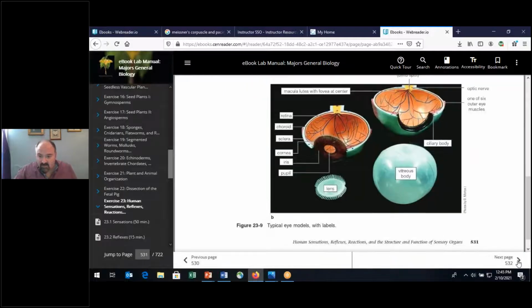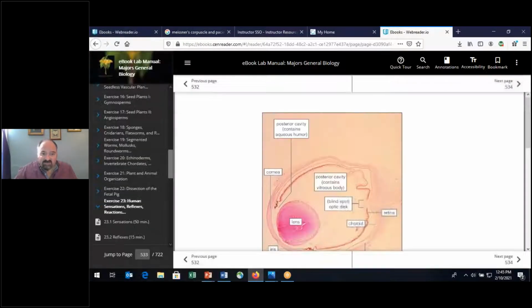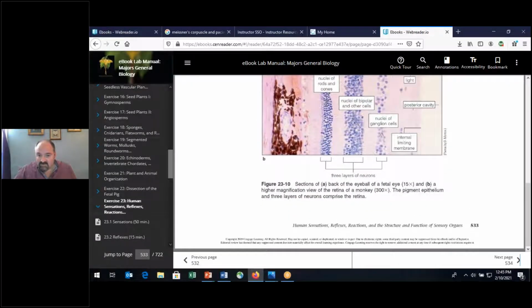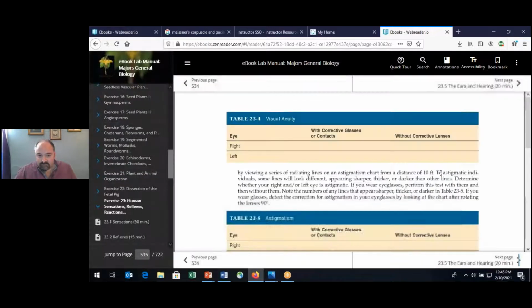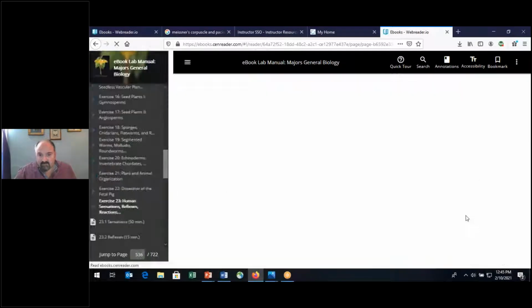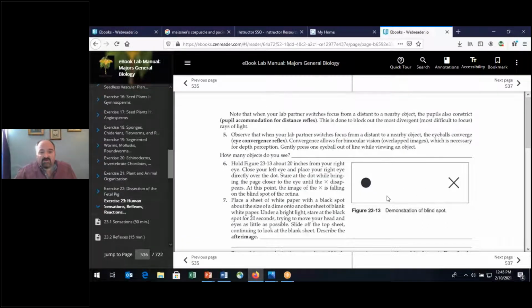Okay, and then we're going to go to page 536. On page 536, all I'm asking you to do is look at this information regarding the blind spot of the eye. So you'll read through this. You'll get a piece of paper, and you can do this yourself. You can either print this out, or just approximate what you see there. Put a dark circle and an X on the other. Measure the distance between them. Hold that 20 inches from your right eye. Close your left eye. Place your right eye directly over the dot. Stare at the dot while bringing the page closer to the eye until the X disappears. At this point, the image of the X is falling on the blind spot of the retina.